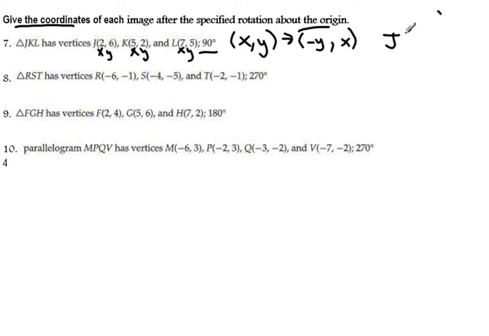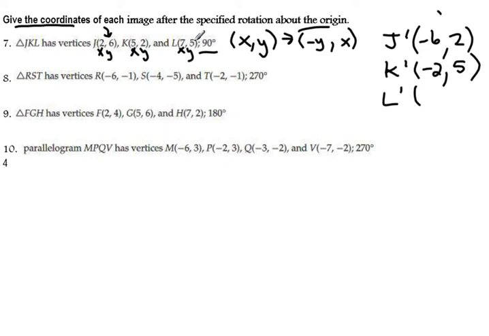So J prime, I take my Y value and make it negative. So 6 becomes a -6. And then I leave the X value as it is. K prime, I take my Y value, make it negative, so -2, and X stays the same. And L prime, take my Y value, make it negative, so -5, and X stays the same, 7.